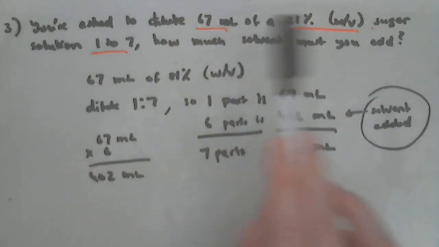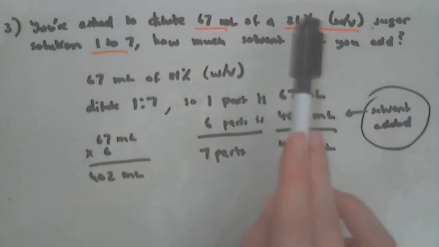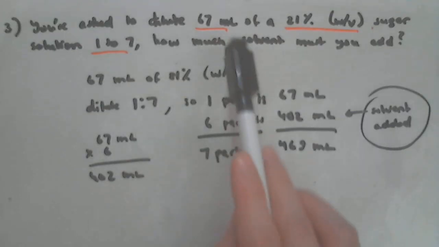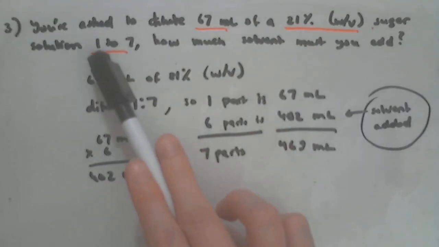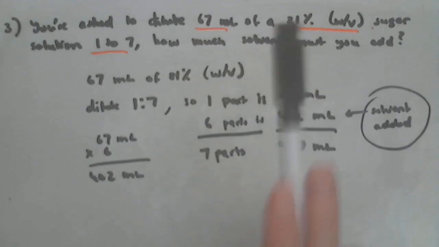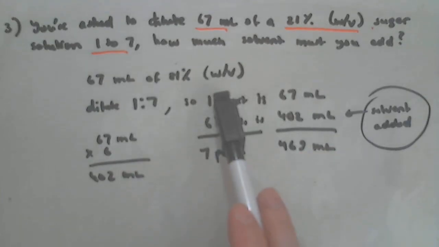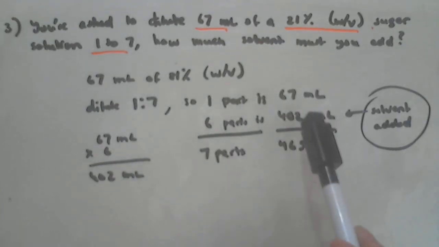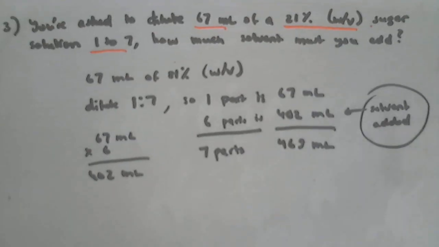So we have 67 milliliters of a 21% solution. We don't really care that it's a 21% solution. We just care that it's 1. 67 milliliters is equal to 1 part. 67 is 1 part, so if we need 6 more parts to make 7, that's going to be 402 milliliters, so that's how much solvent is added. In total, we're going to have 7 parts, and we're going to have 469 milliliters of total solution.